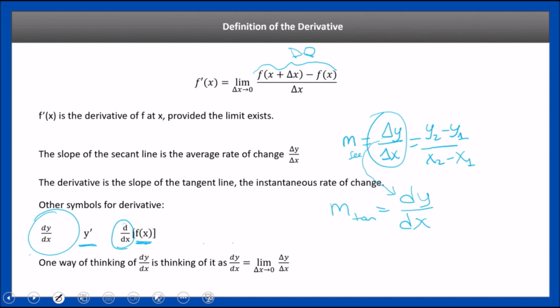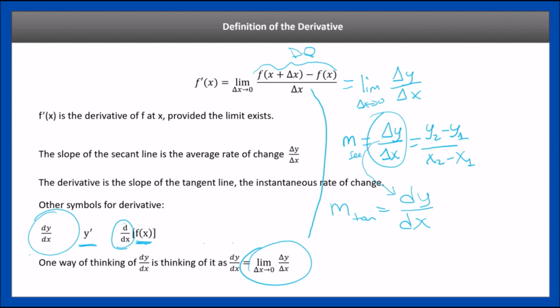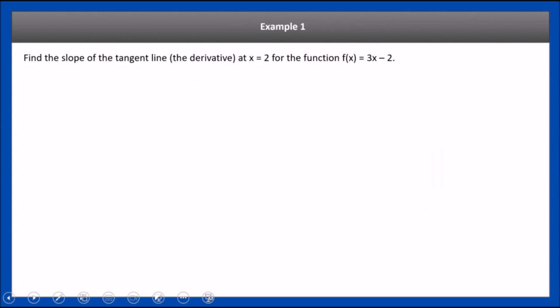Another way of thinking of dy dx is that you take the limit as delta x approaches 0 of the secant line slope. That's exactly what this is saying here. This is just a fancy way of saying delta y over delta x, in other words, with the limit. Okay, so we got the definition of the derivative.